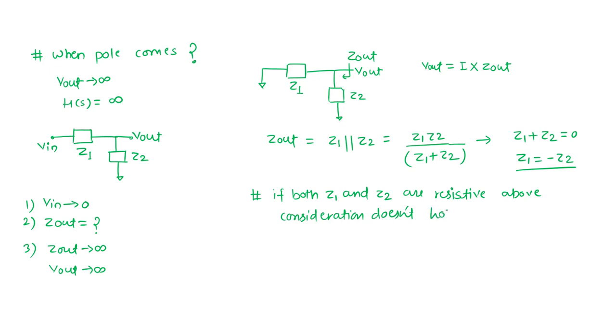Okay, why doesn't it hold? Because if Z1 is nothing but R1 and Z2 is R2, it is not possible at all that Z1 can be minus Z2. This equation doesn't hold actually. Two resistors are positive quantities, so saying this is incorrect. So what we can see from here is that these two cannot be resistors at the same time. We have seen this from our circuit as well.